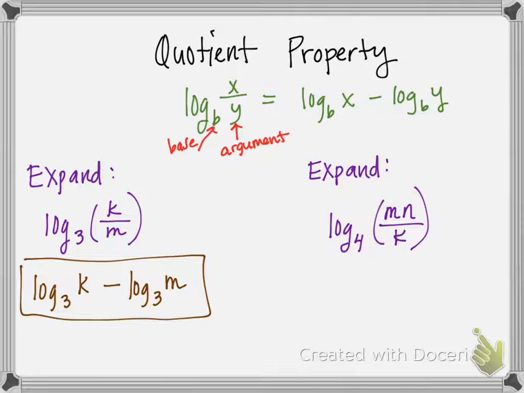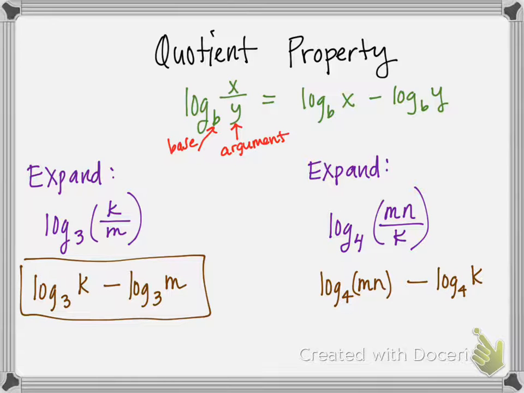For this next one, this actually involves the product property and the quotient property. So if I look at the argument, the first thing I notice is that there's division. So again, I'm still going to use the quotient property. So I would have log base 4, so this is the numerator, so that's going to go as the argument of the first log. Okay. Minus, because whenever you have division, you subtract log base 4 of k.